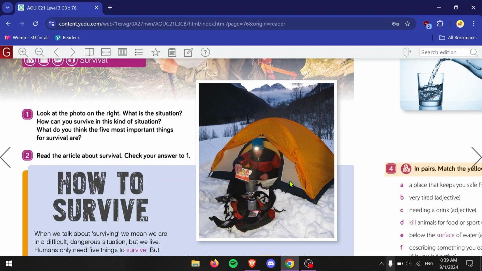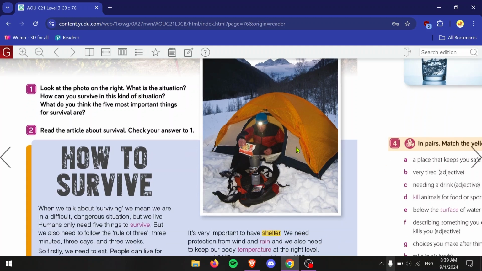Can you personally survive in this kind of situation? And if you had to pick five most important things for survival, what would they be? Remember, I'm not talking about living, I'm talking about survival. So you'll probably discuss the absolute bare minimum. Okay, so I'll take a look at it myself as well.